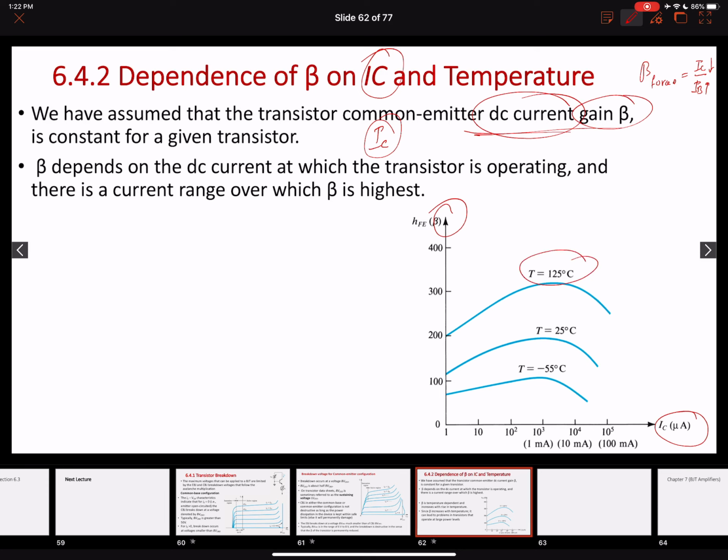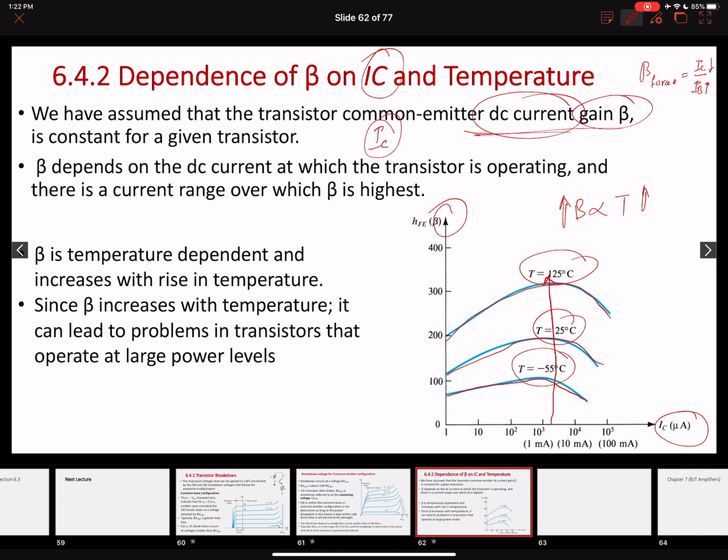The first thing is the temperature. You can see that the beta value is increasing, right? Beta value is directly proportional to the temperature. As temperature increases, the beta value increases. The second important thing that we can see over here is that our beta value does not necessarily increase or decrease with the collector current. It follows this unique characteristic, right? So based on these characteristics, we can pick a collector current at which we get the maximum value of this common emitter current gain.